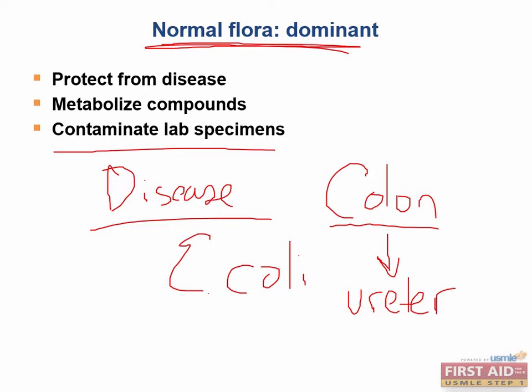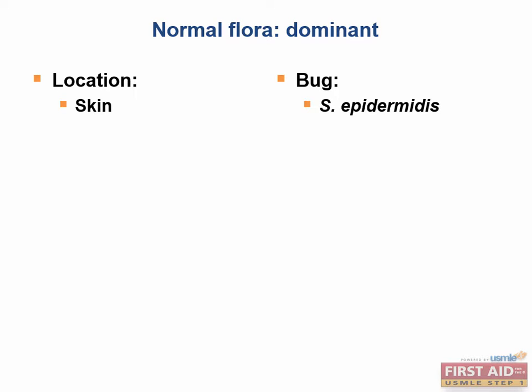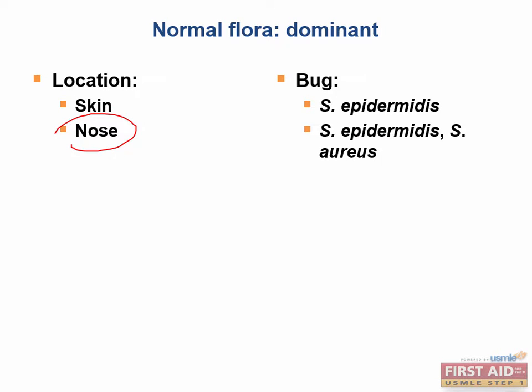So this is just an example of how normal flora can actually cause disease in certain situations. So now let's go over some important normal bacterial flora. Okay. Now let's go over some locations and the normal flora that is found in each of these locations. So first, on the skin, Staph epidermidis is normal flora. It is also found in the nose, along with Staphylococcus aureus.